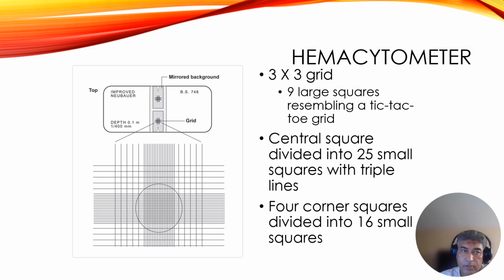The hemocytometer is a specially made device, with a 3 by 3 grid in size. There are 9 large squares resembling a tic-tac-toe grid. Those 9 large squares are 1, 2, 3, 4, 5, 6, 7, 8, 9, and the central square is divided into 25 small squares with a triple lining. The 4 corner squares are divided into 16 small squares.